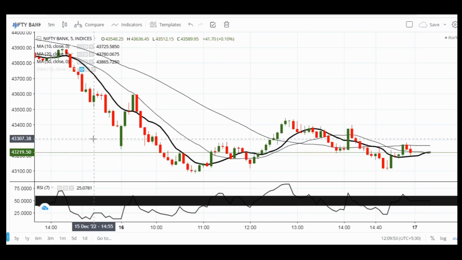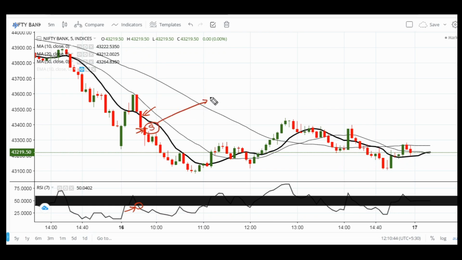To understand this better, see here, this candle closes below all the moving averages. Also RSI 7 is below 40. So one should mark the low of this candle, and whenever any candle breaks this low, we should sell here.